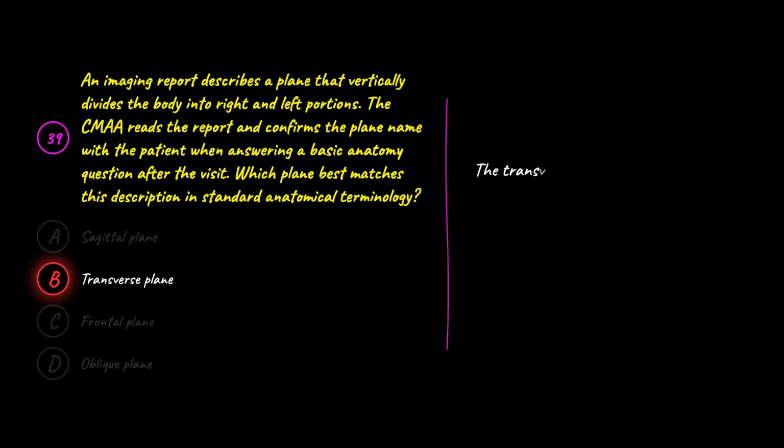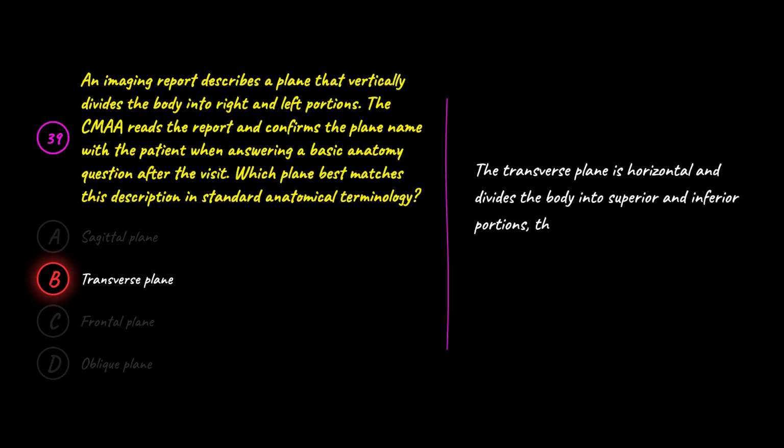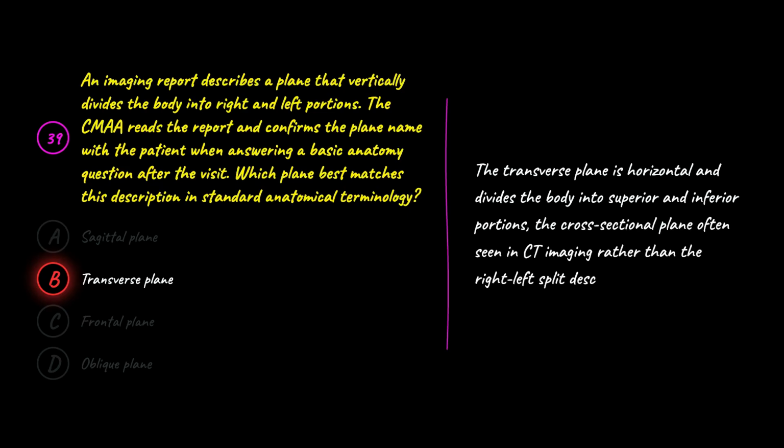B is wrong because the transverse plane is horizontal and divides the body into superior and inferior portions, the cross-sectional plane often seen in CT imaging rather than the right-left split described.